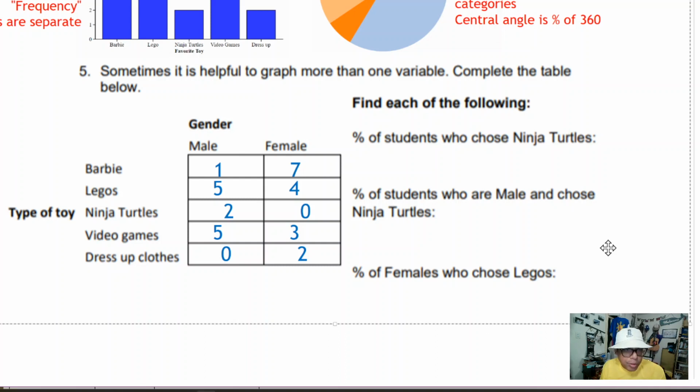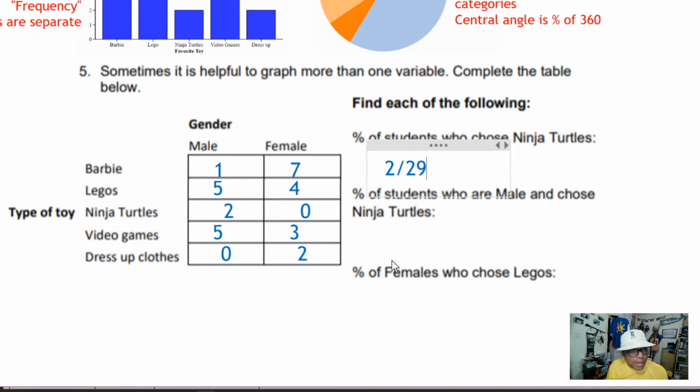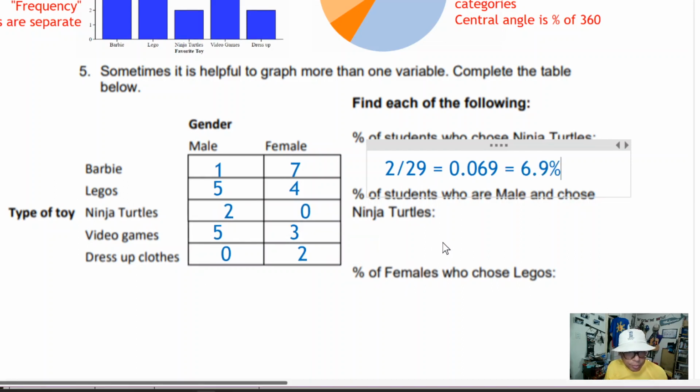Next, we're going to find the percentage of students who chose Ninja Turtles. Well, we had 2 students choosing Ninja Turtles out of the 29 students in this class, and that gets us 0.069, which is 6.9%. Watch those decimal points. Okay.